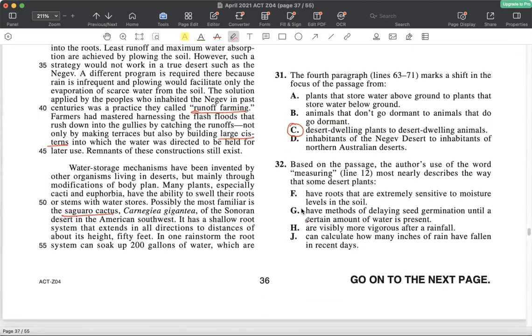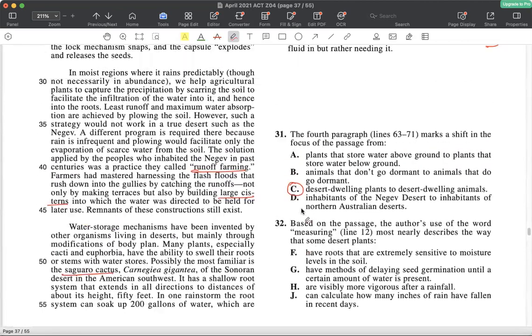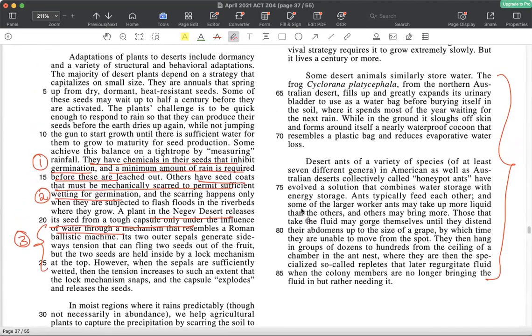Based on the passage, the author's use of the word measuring most nearly describes the way that some desert plants, line 12, by measuring rainfall. So measuring rainfall here refers to how these plants get a sense of how much water there is with their unique adaptations. For example, there could be chemicals that only get leached when there is enough water. There could be seed coats that are only scarred when there are flash floods.